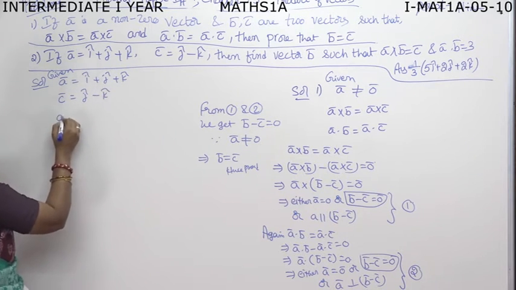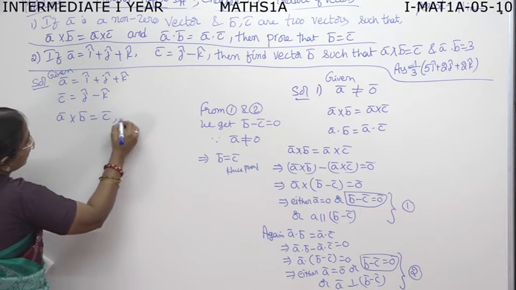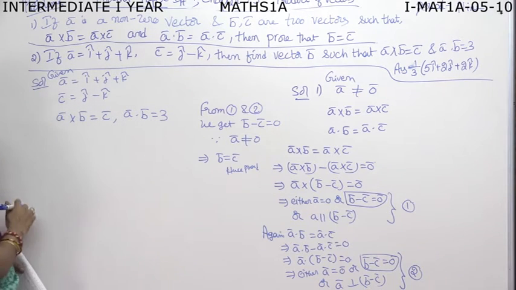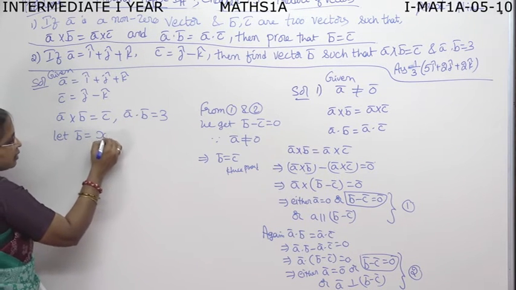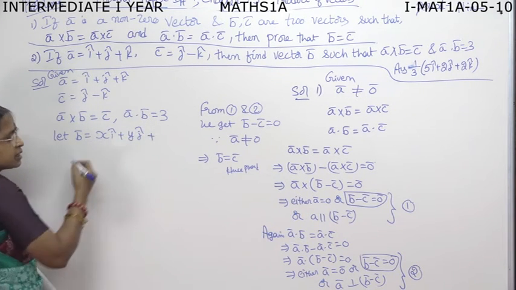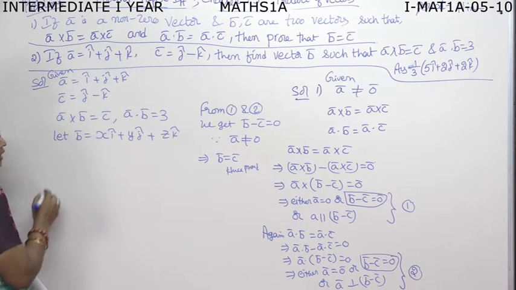And then what else is given? A cross B is equal to C. And then A dot B is equal to 3. You must find such a B vector. So what you do? You take the B vector as some xi plus yj plus zk. Generally, the unknown vector is always taken as xi plus yj plus zk.